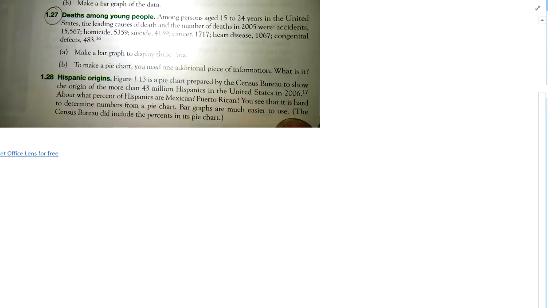Okay, 27 here. Deaths among young people, 15 to 24. Leading causes of death and the number of deaths in 2005 were accidents, homicide, suicide, cancer, heart disease, and congenital defects. Make a bar graph to display this data.